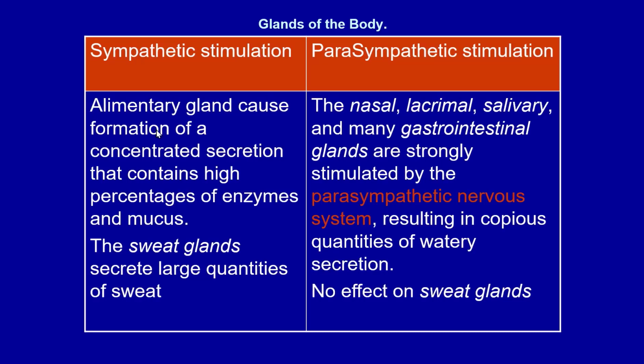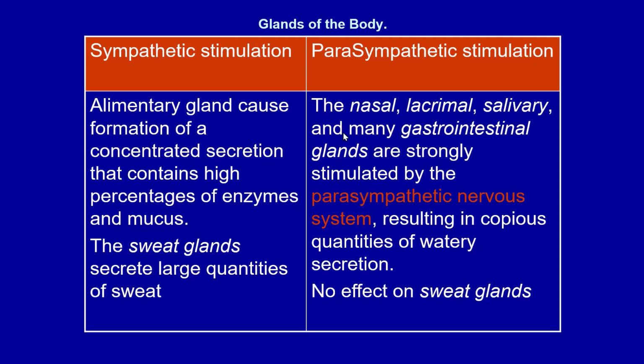Glands of the body. Sympathetic stimulation: alimentary glands cause formation of concentrated secretion that contains a high percentage of enzymes and mucus. When there is sympathetic stimulation, it causes concentrated secretion which contains more enzymes. The sweat glands secrete a large quantity of sweat. Gastrointestinal secretions are concentrated, and also sweat glands secrete a large quantity of sweat. The sweating is increased and the secretion of the GIT is decreased.